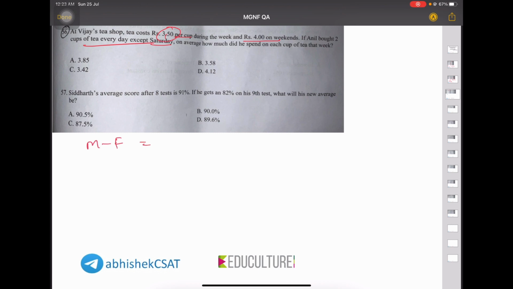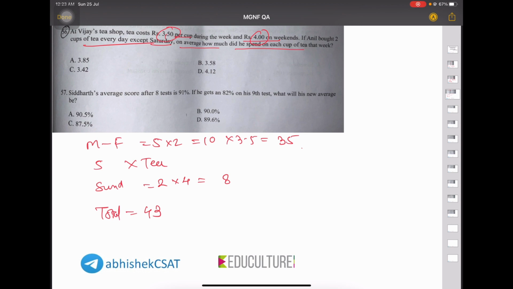Monday to Friday, 5 days, 2 cups, that means 10 cups. Weekdays, price of a tea cup is 3.50, that means 35 rupees. Saturday, no tea. Sunday, 2 cups, but price is 4. That means 8. So total price is 35 plus 8, that is 43. What we have been asked, on average, how much did he spend on each cup of tea? How many cups of tea did he drink over that week? 10 plus 2, 12. And total price is 43. So average is 43 divided by 12 cups. That means 12 threes are 36.